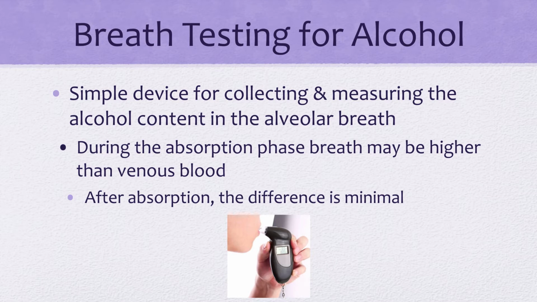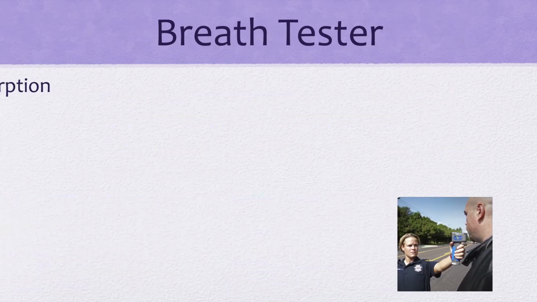It's a simple device for collecting and measuring alcohol content in the alveolar breath, which is the deep breathing, because this is where it's entering in from the capillaries. During the absorption phase of a breath test, however, it can show a higher reading than the venous blood, but after the absorption, there is no difference, or a very minimal difference, between the blood test and the breath test.